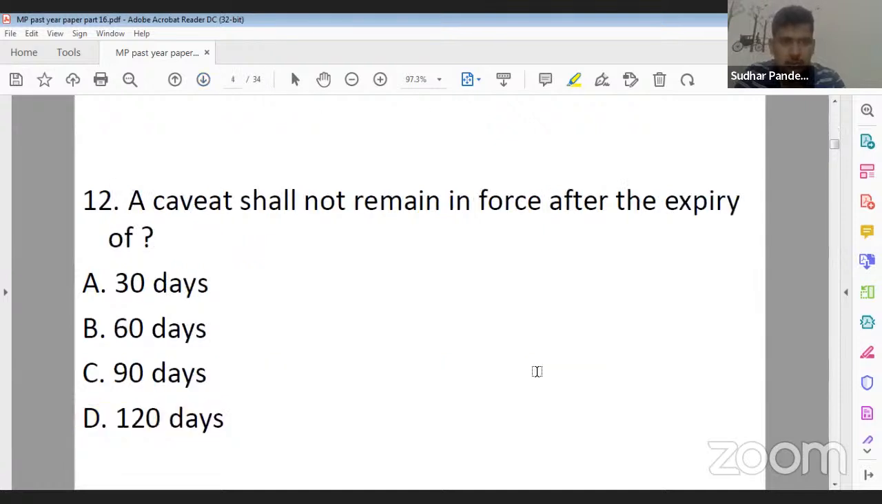Now, next question, question number 12, a right to lodge a caveat. A caveat shall not remain in force after the expiry of 30 days, 60 days, 90 days, or 120 days. What should be the correct answer? Its correct answer is 90 days. A caveat shall not remain in force after the expiry of 90 days, right? So C will be the correct answer. This particular question is from section 148A of your CPC.